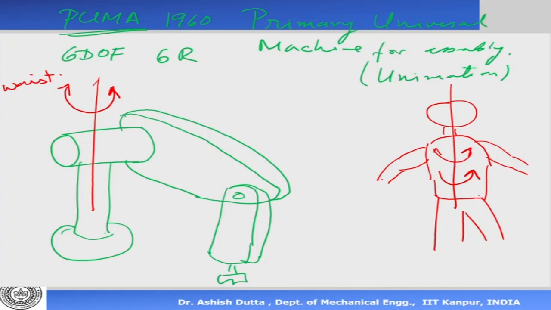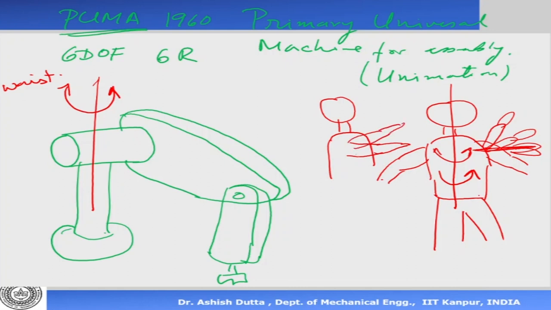Next, if this is an axis in this direction, then the arm can go up or the arm can go down. It's like the arm can rotate about that axis, right? If I look at the side view, then your arm can go up or it can go down. It is rotating about this axis, and this is called the shoulder joint. So this second axis is called the shoulder. It can rotate about that up or down.